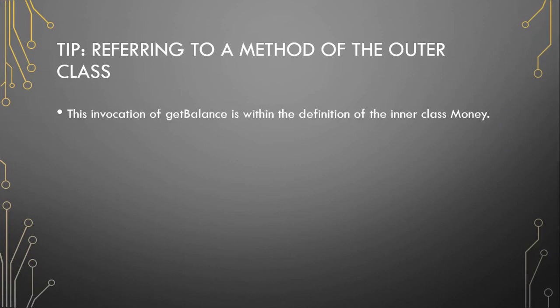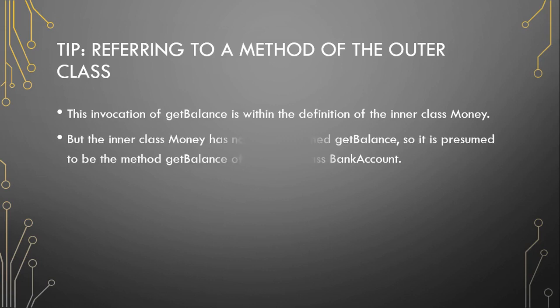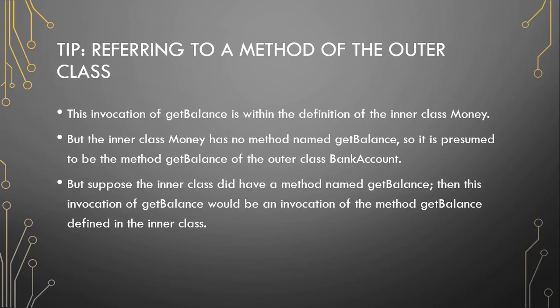So the invocation of get balance, if you notice, is within the definition of the inner class money. But the inner class money has no method named get balance. So it's presumed that the method get balance has to be in the outer class bank account. But let's just suppose for a moment that inner class did have a method named get balance. Then this invocation of get balance would be an invocation of the method get balance defined within the inner class. So it's always going to look on that inner class first before it goes and checks that of the outer class.